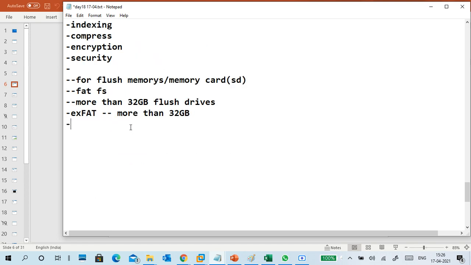Of course, it goes up to 32K cluster sizes, but still you can store bigger files, more than 32 GB. Second, big files we are also able to store, like big movies and all. That is exFAT.